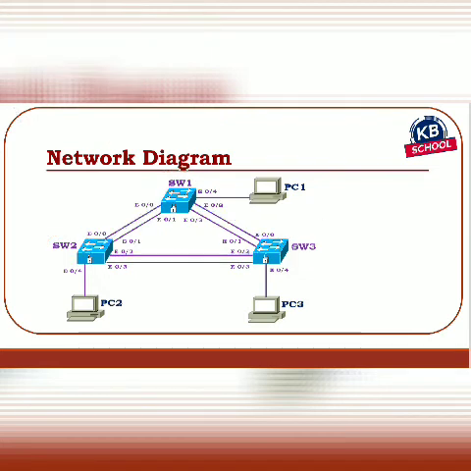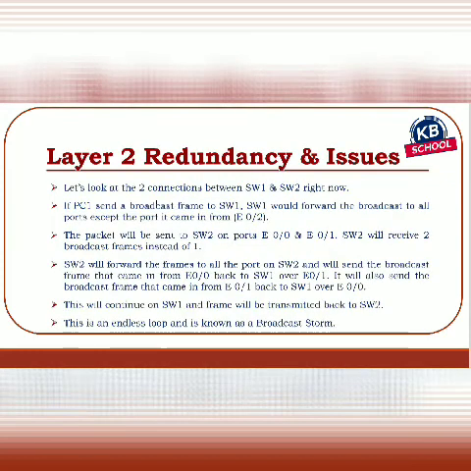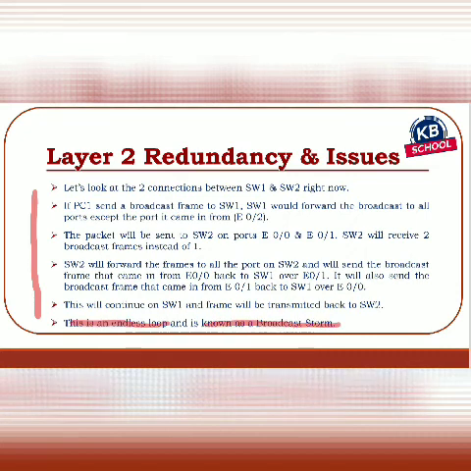This is the issue that I talked about in terms of the multiple frames that are being sent. PC1 will send a broadcast frame to switch 1. Switch 1 will forward the broadcast out all ports except the port it came in from. The whole thing that I went through is basically listed over here. This will continue on to switch 1 and the frame will be transmitted back to switch 2. This is the endless loop, known as the broadcast storm. This is what I explained to you graphically, and I've also documented it in your slide.